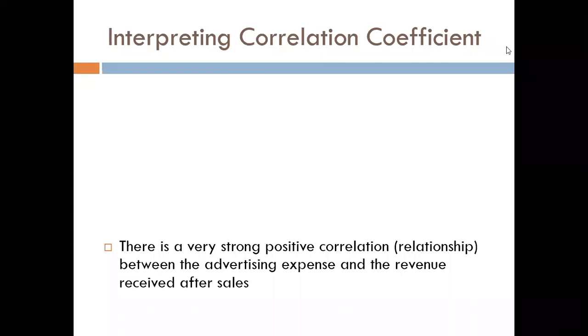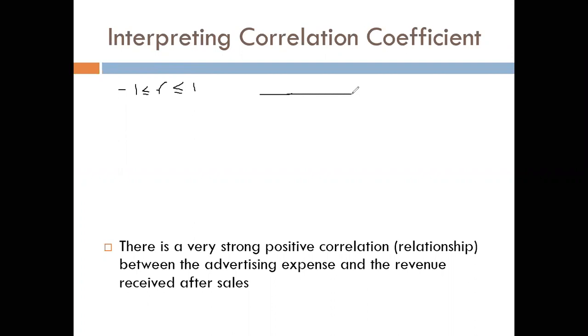Yeah, so now that we've verified and obtained the answer, the question is, how do we interpret the correlation coefficient we just obtained? In interpretation, like we said, R always lies between -1 to positive 1.